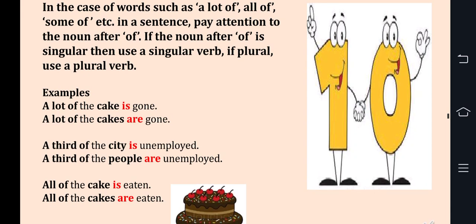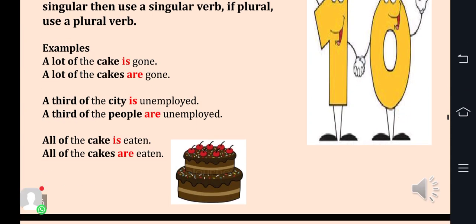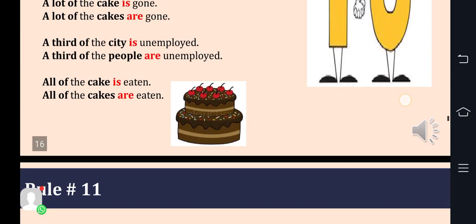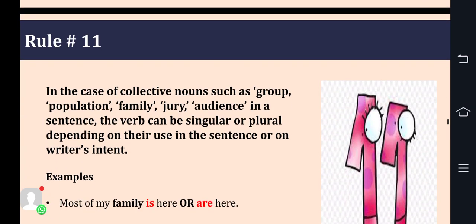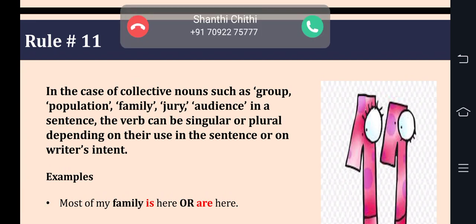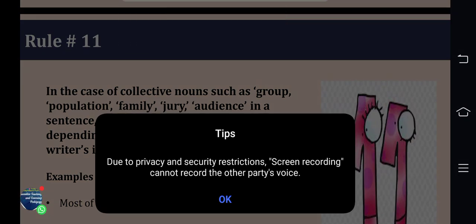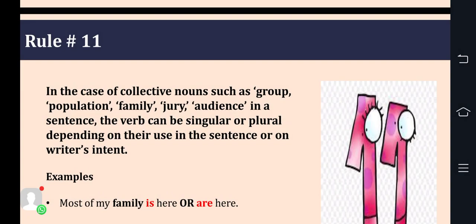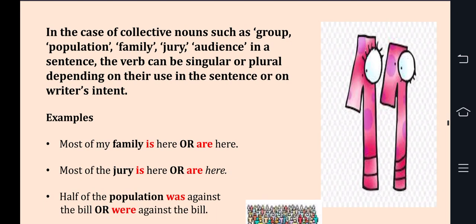A third of the city is unemployed. A third of the people are unemployed. All of the cake is eaten. All of the cakes are eaten. Rule number 11. In the case of collective nouns such as group, population, family, jury, audience in a sentence, the verb can be singular or plural depending on the use in the sentence or on the writer's intent. Examples: Most of my family is here or are here.